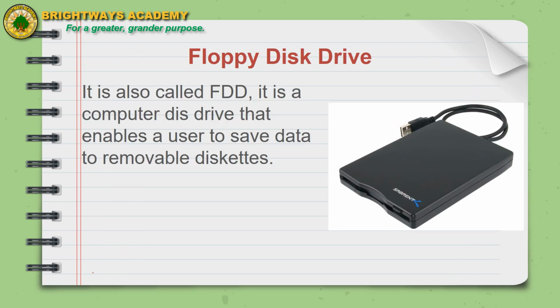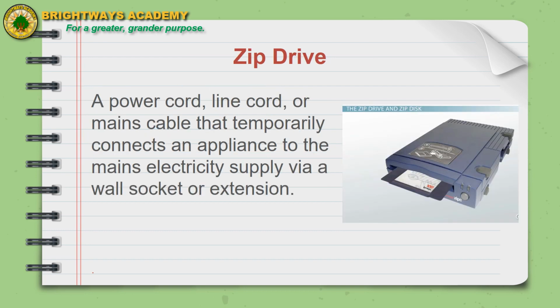Let us talk about first the floppy disk drive. A floppy disk drive, also called FDD or FD, is a computer disk drive that enables a user to save data to removable diskettes. The next is zip drive. It is a disk drive that stores data on high-capacity removable magnetic disks, often used for data backup.